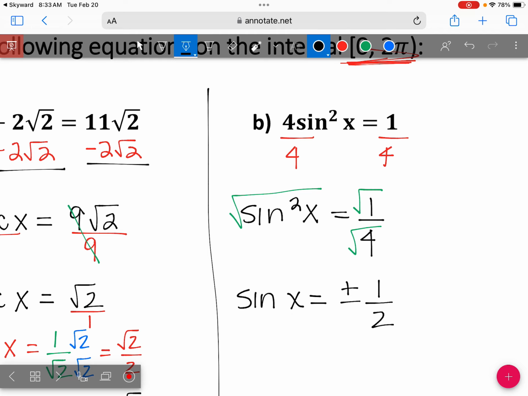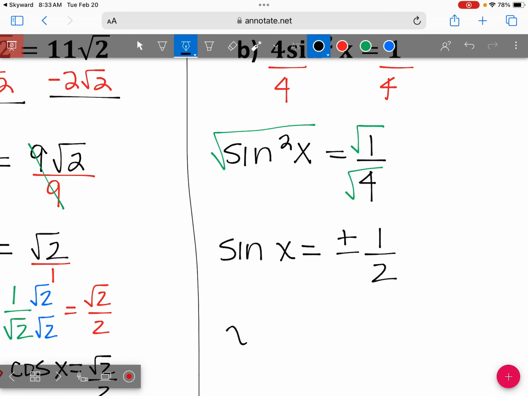So what are your angles that have a sine value of positive 1/2 or negative 1/2? In quadrant 1, let's just first look in quadrant 1. I don't have my unit circle, but I think it's pi over 6. Quadrant 2, is it 5 pi over 6? I think they're all the same. They all have a 6, yep. And then what is it in quadrant 3? 7 pi over 6. And then in quadrant 4? It's going to be 11 pi over 6. Yes.